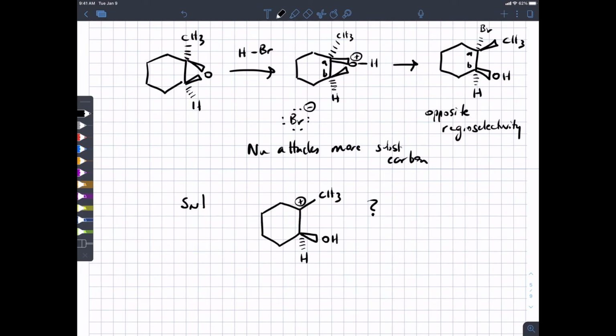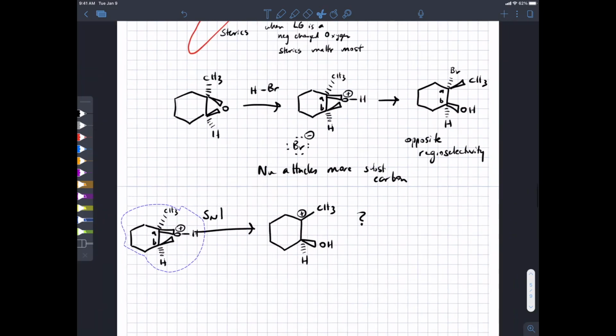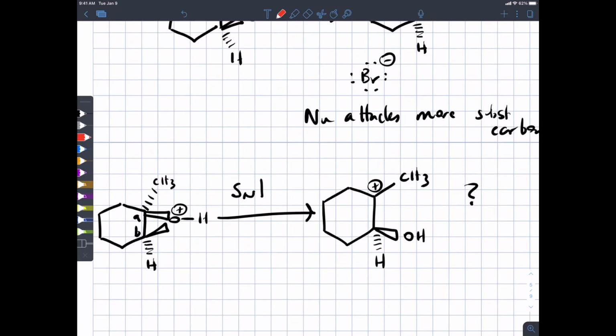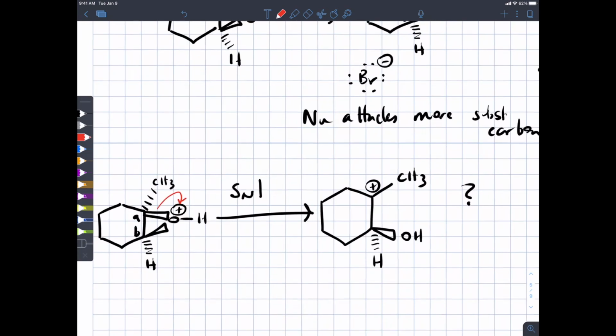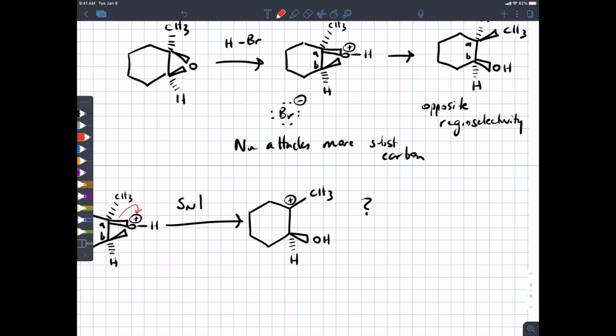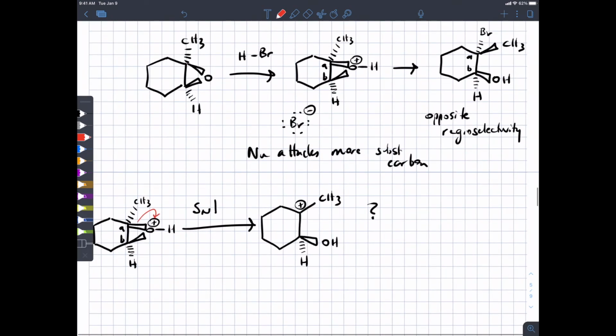What we would be saying is, and this is just a hypothesis at this point, we've got to make sure it's consistent with our data. What we would be saying here is that maybe the protonated oxygen is a good enough leaving group to leave on its own, and instead of leaving from the less substituted carbon, it leaves from the more substituted carbon because that's where the positive charge is more stable. But there's a problem with that.